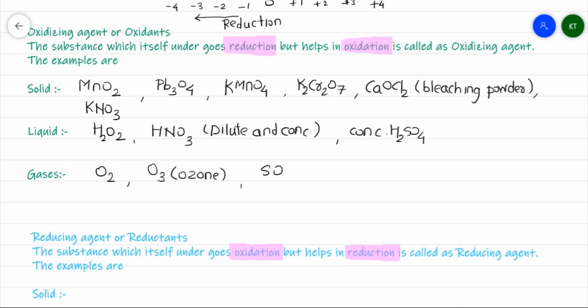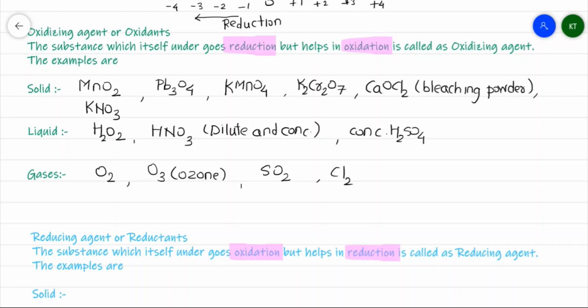Then sulfur dioxide gas and chlorine. Now, if you carefully look at the list of all oxidizing agents listed above, one thing you must have noticed. What's that thing? You must have thought that all the oxidizing agents have oxygen in common.